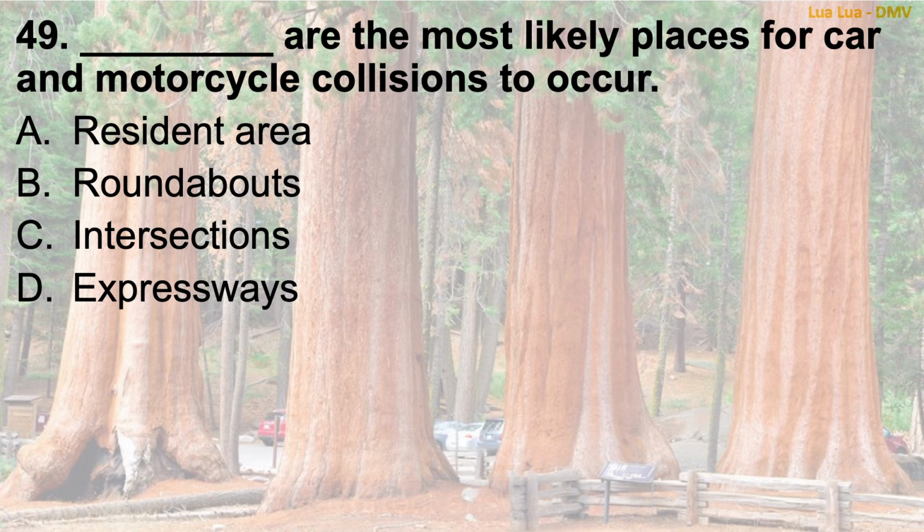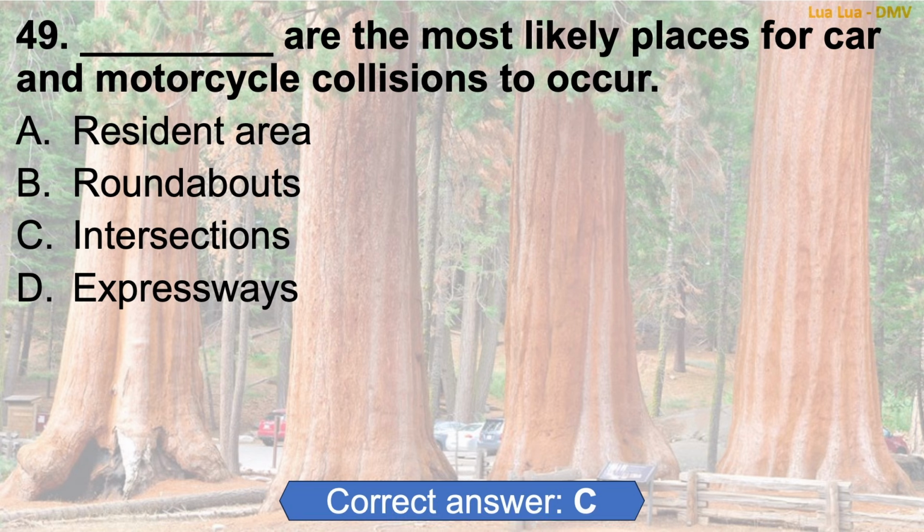Question 49. Blank are the most likely places for car and motorcycle collisions to occur. A. Residential areas. B. Roundabouts. C. Intersections. D. Expressways. The correct answer is intersections.